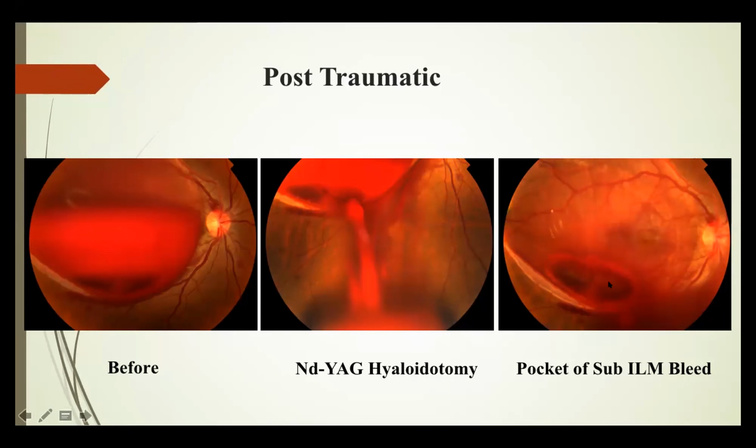In the last picture, you can see a pocket of sub-ILM bleed after the subhyaloid heme is drained. The pocket of sub-ILM bleed is still present. And the fovea was clear and the vision was 6/9 at 6 weeks.